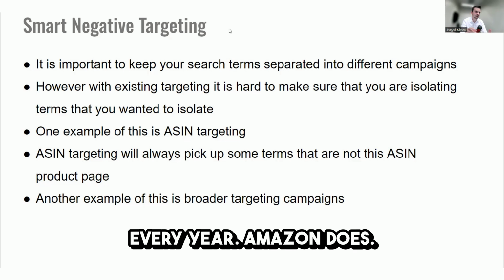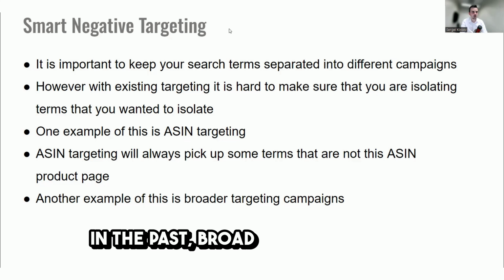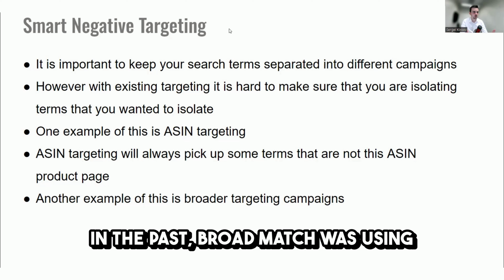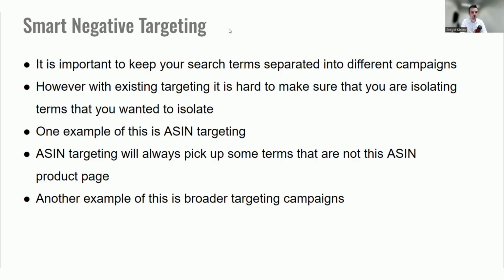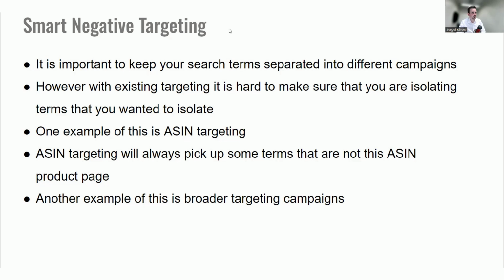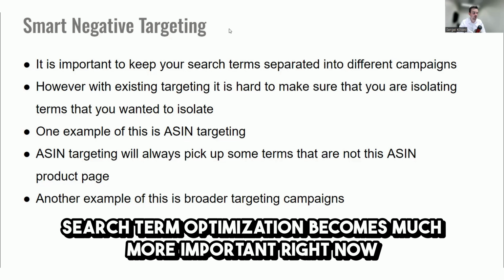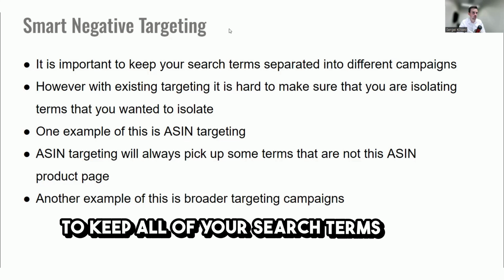Every year, Amazon makes changes to how the match types work. In the past, broad match was using only words that were in the keyword, right? It couldn't populate on search terms that didn't include a word from the keyword. Right now, it's just common practice. Broad match is generally an automatic campaign now. With my team, we see more and more of that happening, and therefore search term optimization becomes much more important right now to keep all of your search terms under control.